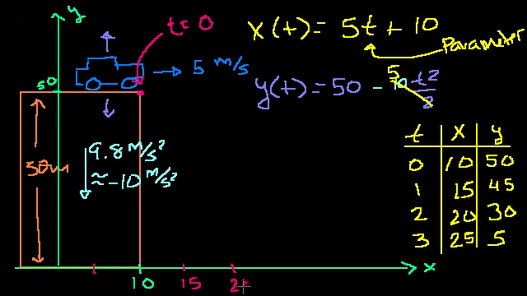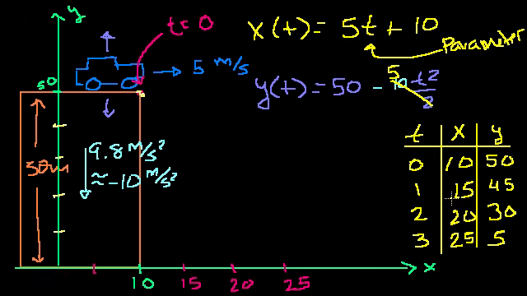15, 20, 25. And then the y-axis, let me label that while we're at it. So this is roughly 10, 20, 30, 40, 50. So at time t equal to 0, we're at (10, 50). That's that point right there.